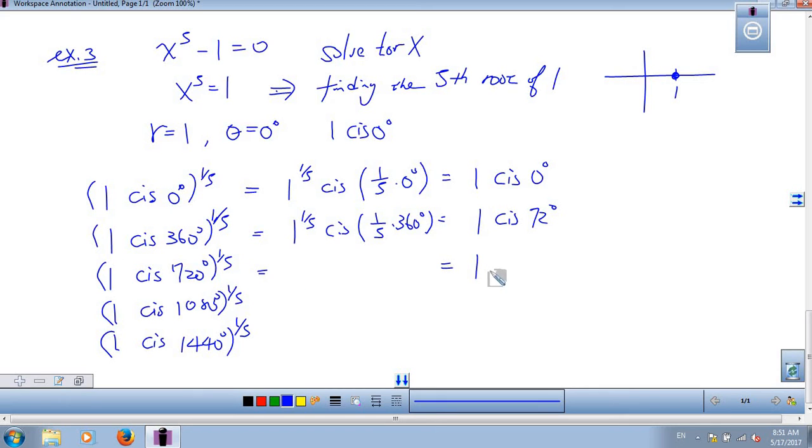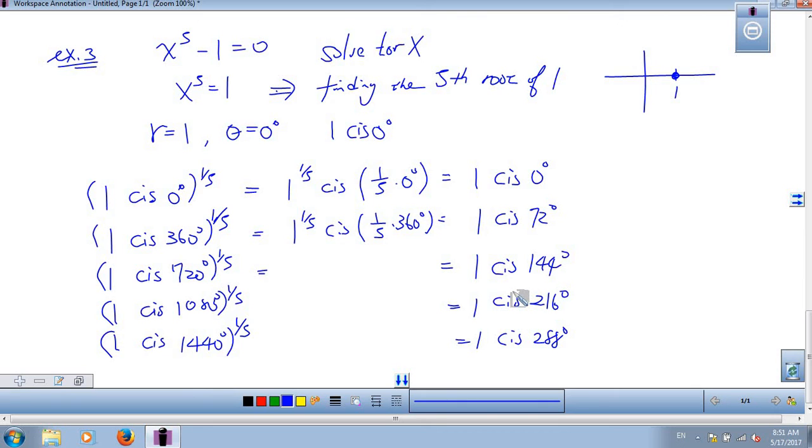Here we divide 720 by 5, which gives us 144 degrees. Dividing 1080 by 5 gives us 216 degrees. And the last one gives us 288 degrees. As you can see, apart from the first, they are all complex numbers.